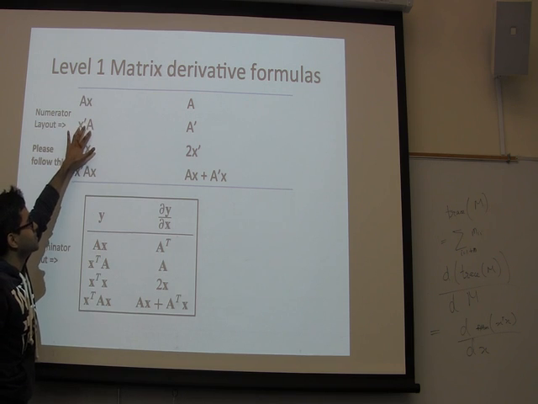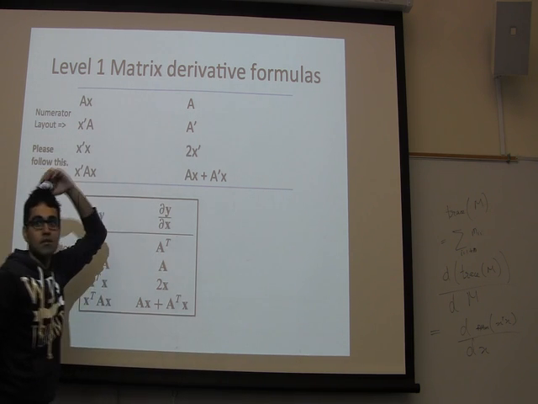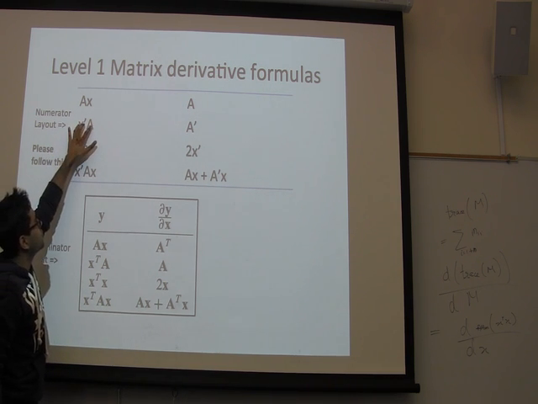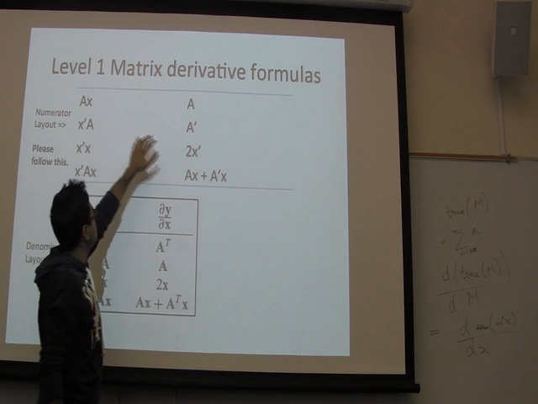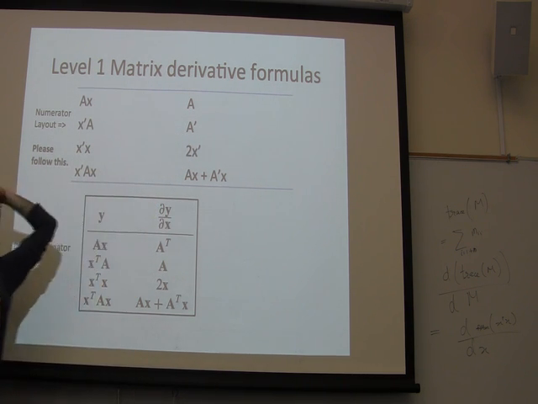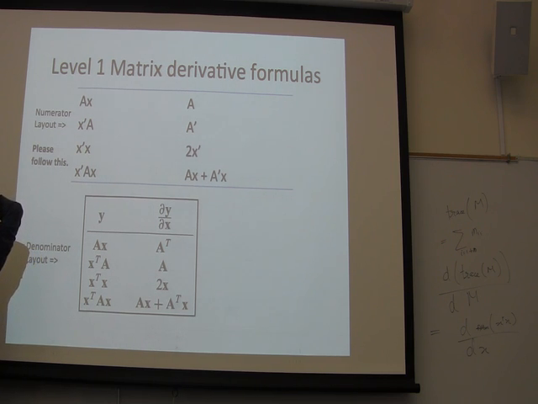Can someone tell me why this is A transpose? Or is everyone comfortable with the fact that when you take the derivative of this with respect to x, the output is A transpose? Is anyone not comfortable? Not comfortable, okay.